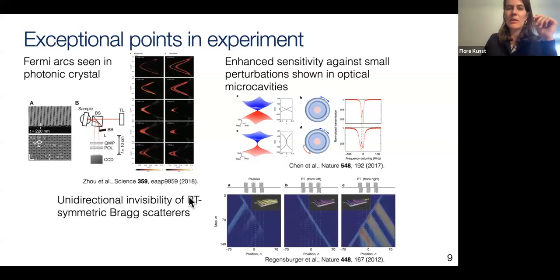Another place where you can find such EPs is, for example, in Bragg gratings, where they made them PT symmetric, where PT refers to parity time, and I'll get back to that in a few slides, where they, for example, observed a unidirectional invisibility. So these exceptional points, they can really be seen in experiment and also be harnessed for applications.